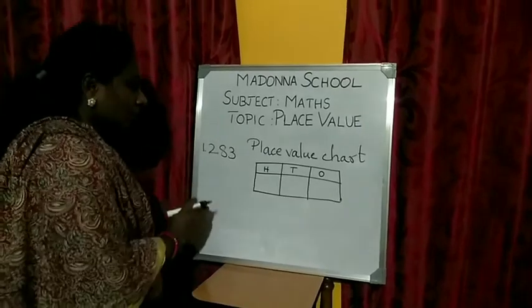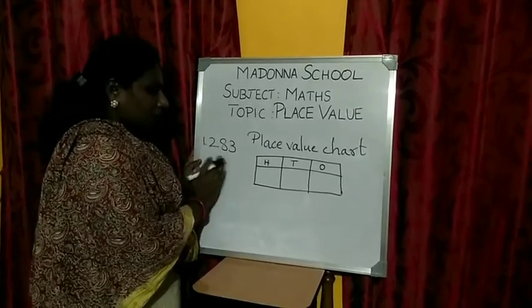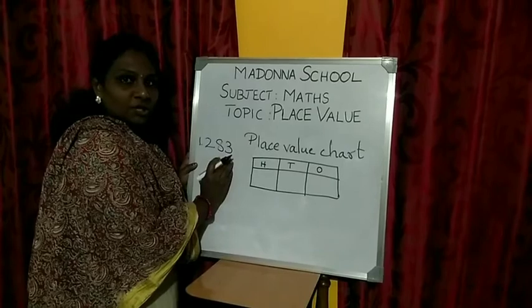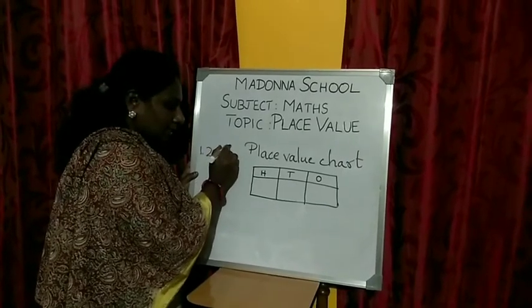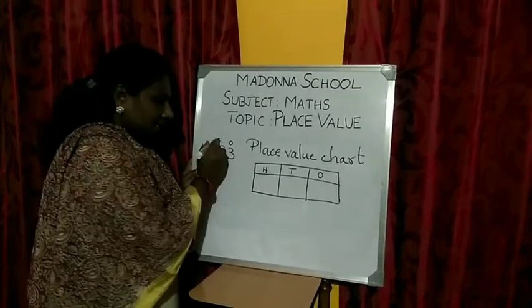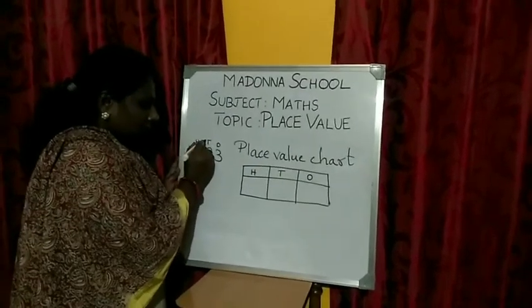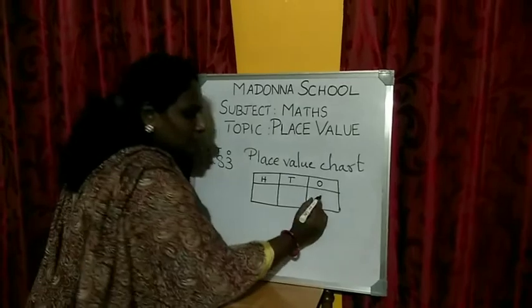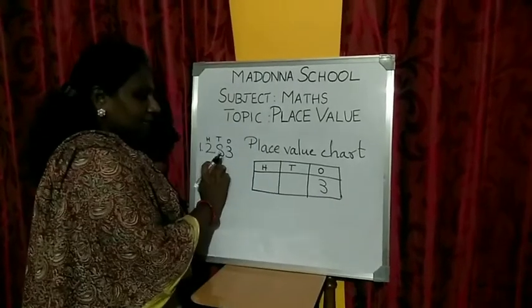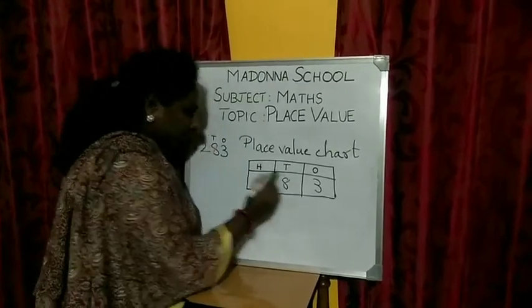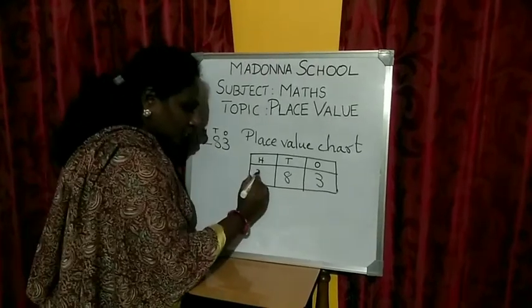Okay. Now this is a 3 digit number. So 3 is at what place, children? 3 is at ones place. 8 is at tens place. 2 is at hundreds place. So you can write here 3 is at ones place. You can write it here. 8 is at tens place. You can write it here. 2 is at hundreds place. So you can write it here.